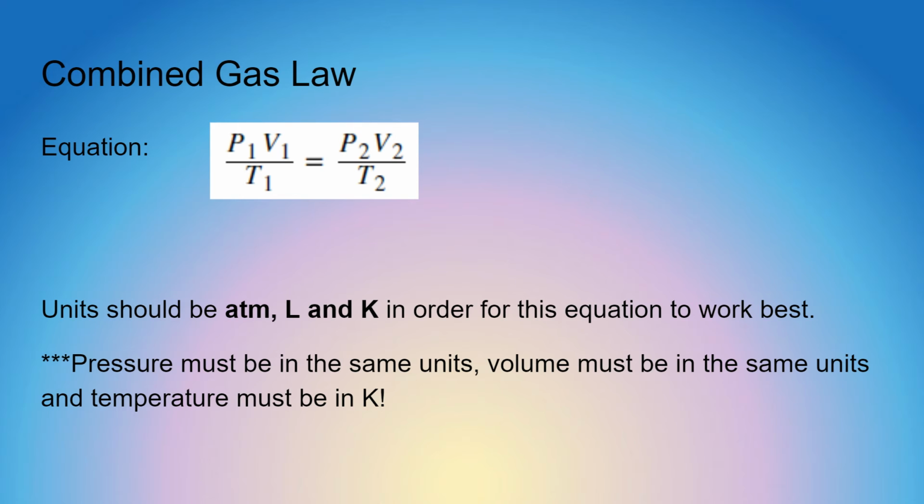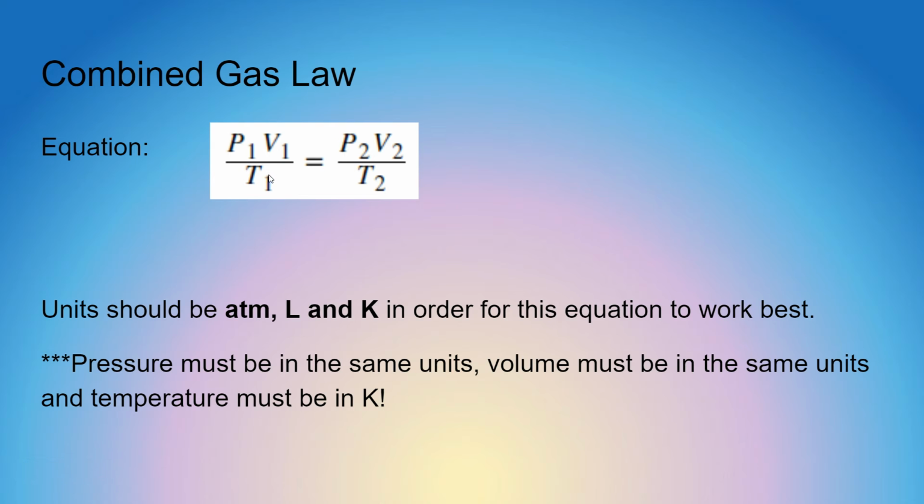But if they're not in atm, liters, and Kelvin, as long as all of your units are the same, then you should be fine. Your temperature always has to be in Kelvin, but let's say they gave you a pressure in torr, you'd need your other pressure to be in torr as well for this to work out. If they gave you one volume in milliliters and one volume in liters, you'd need to make sure that both of them are either in milliliters or both of them are in liters. So you just need to make sure that your similar units are the exact same.